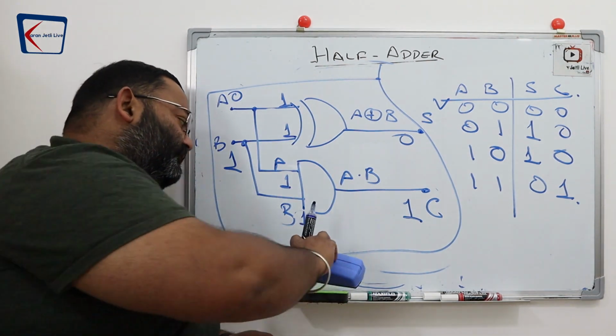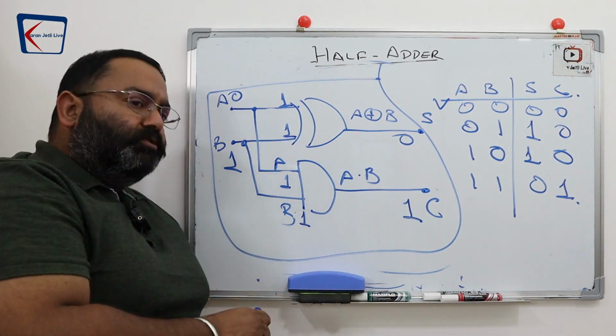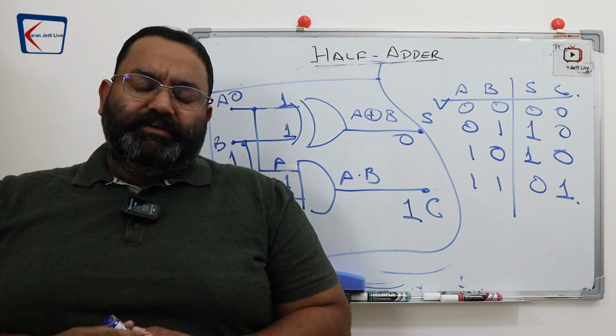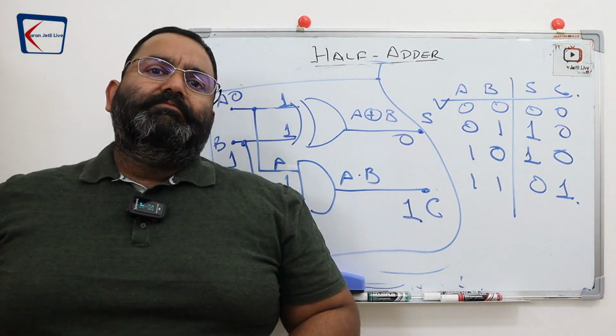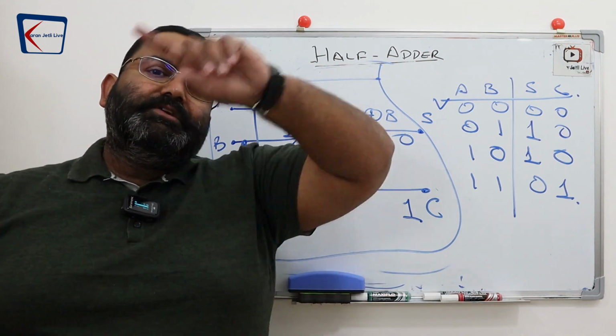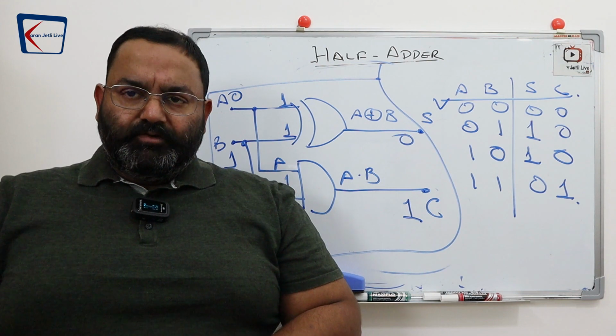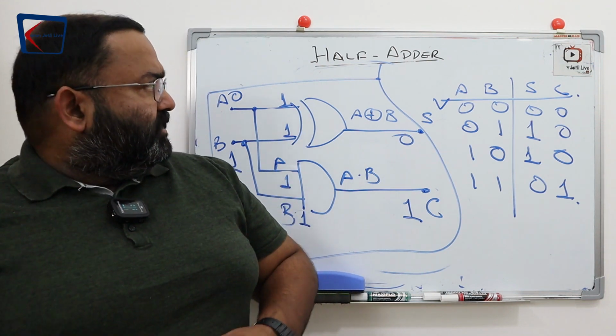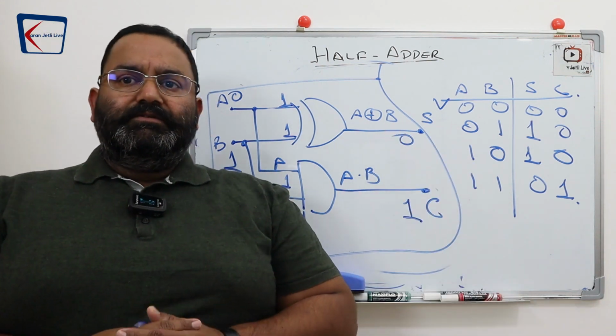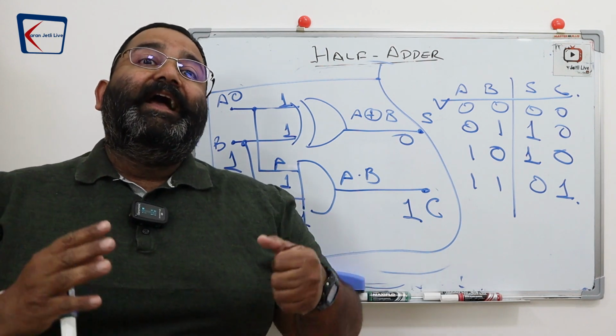Again, why do we call it half adder? Because it is adding two digits. It is generating sum, it is generating carry, but it is not adding carry to the next digit. So guys, this is called a half adder.